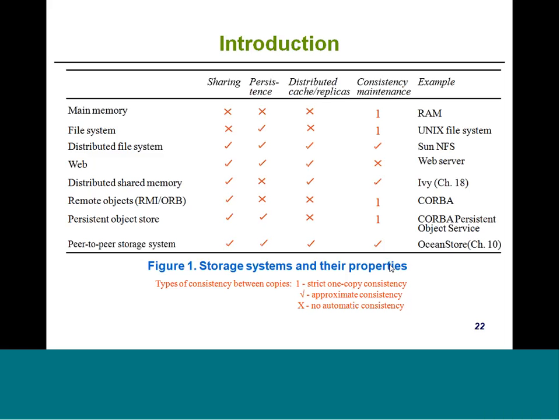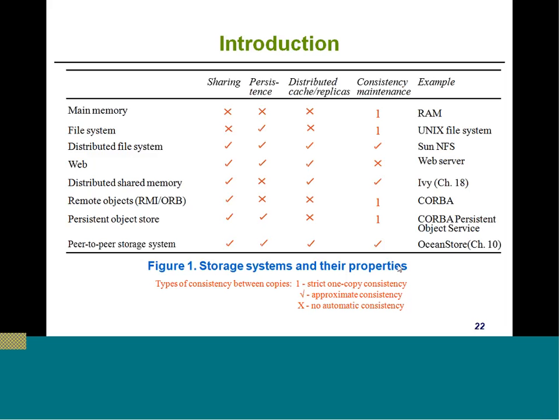So if you look at it, the highest one is probably the distributed file system. And then there's also the peer-to-peer storage system, which is also very similar. But the others are lower in the hierarchy, as you can see: the persistent object store and also the remote objects from CORBA.